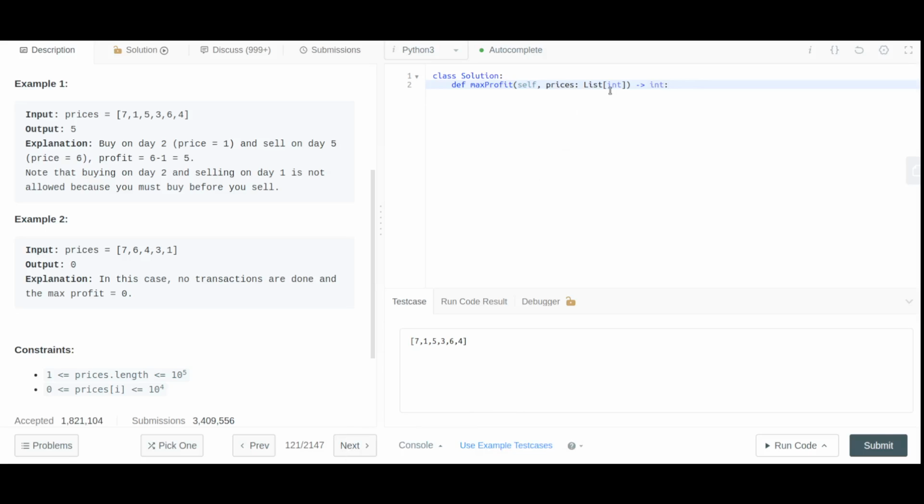To begin with, we need to initialize a variable that represents the smallest price so far. So let's give it the name smallest, which equals prices[0], and the profit, or the maximum profit, equals 0 in the beginning. Now we need to loop through the array. So we have for price in prices.